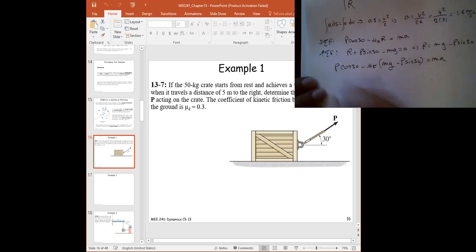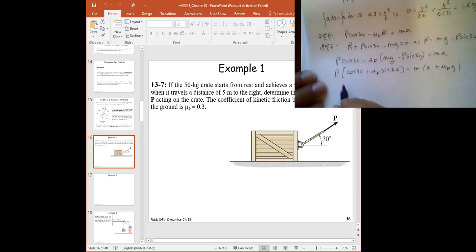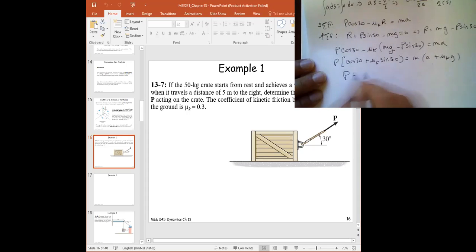Right, so let's factor out P. I'm going to end up with P cosine 30 plus mu k sine 30, minus mu k mg, and here we have MA. So it will be MA plus mu k g. What I did is move minus mu k mg over there and factor out M. So what is the value for P? MA plus mu k times g, divided by cosine 30 plus mu k sine 30.